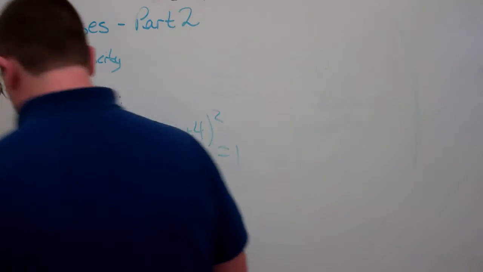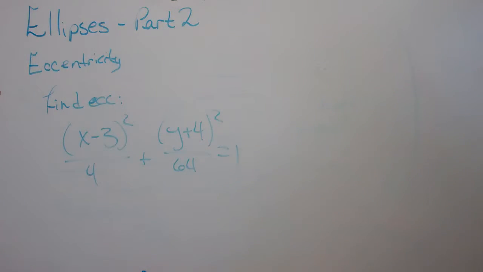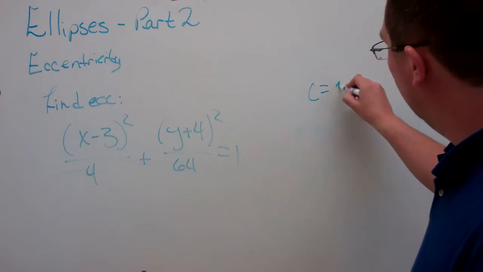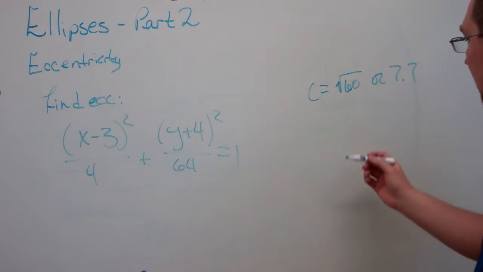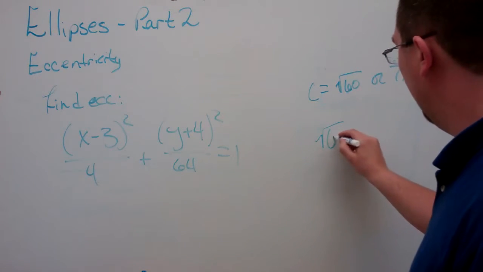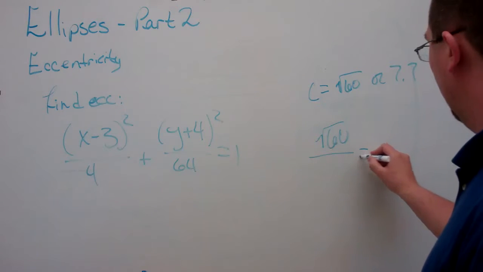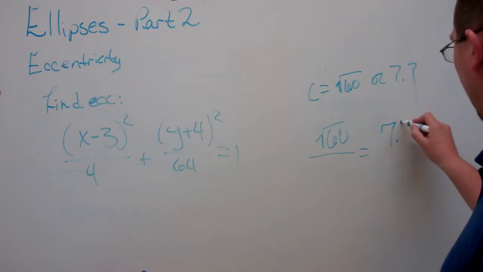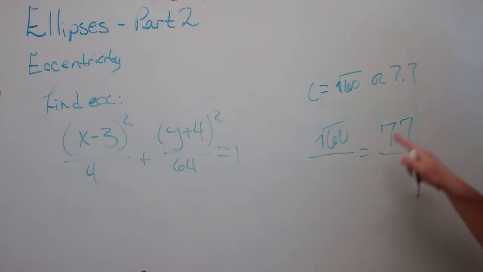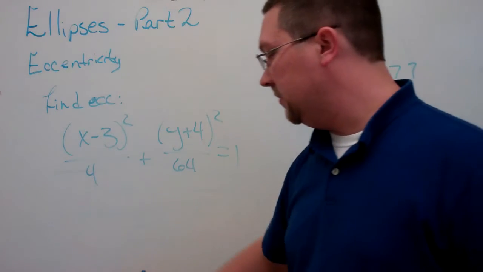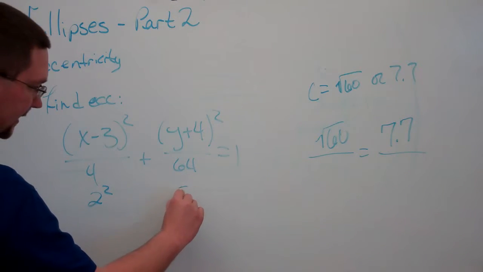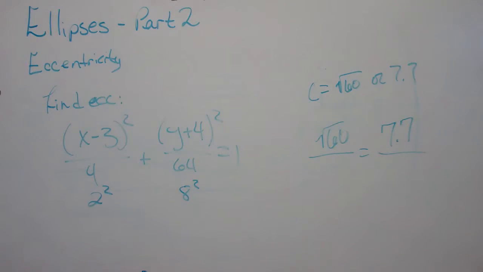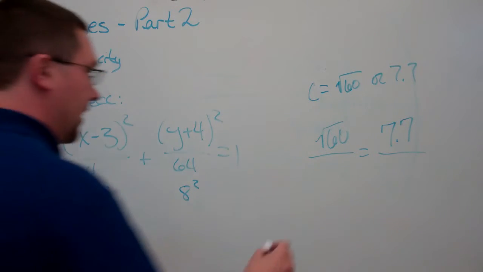Hopefully you recognize this problem from an earlier problem. So we know that C was either the square root of 60 or 7.7. I'm going to write it both ways, so depending on which way you wrote it, you can make sure you got it correct. Now, which one of these is bigger? A is 2 because that's 2 squared, and B is 8 because that's 8 squared. 8 is the bigger number, so we're going to be dividing by 8.